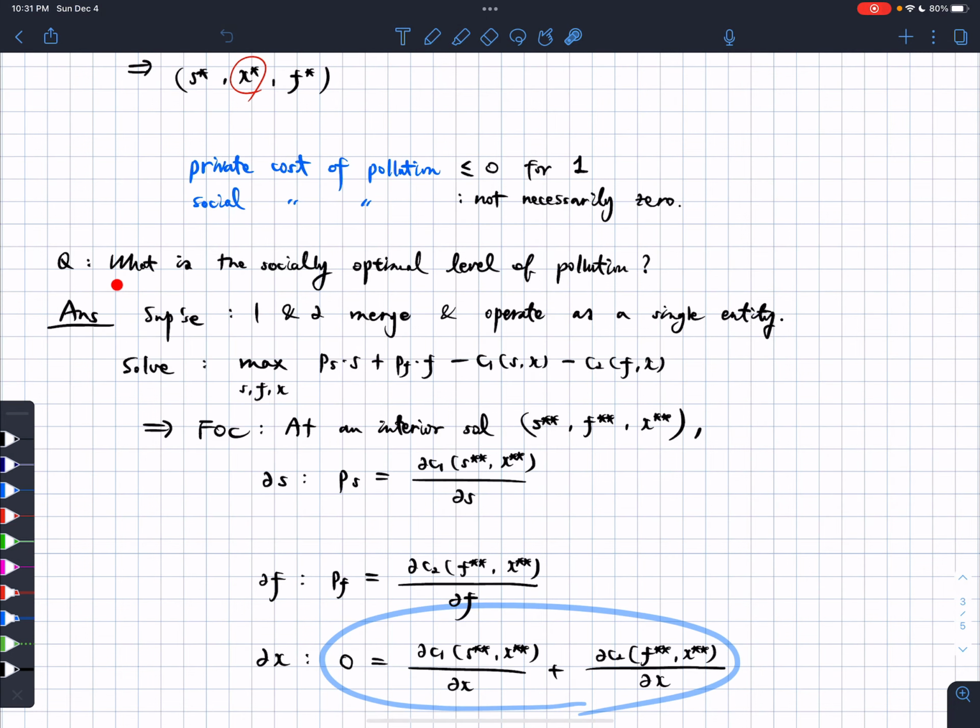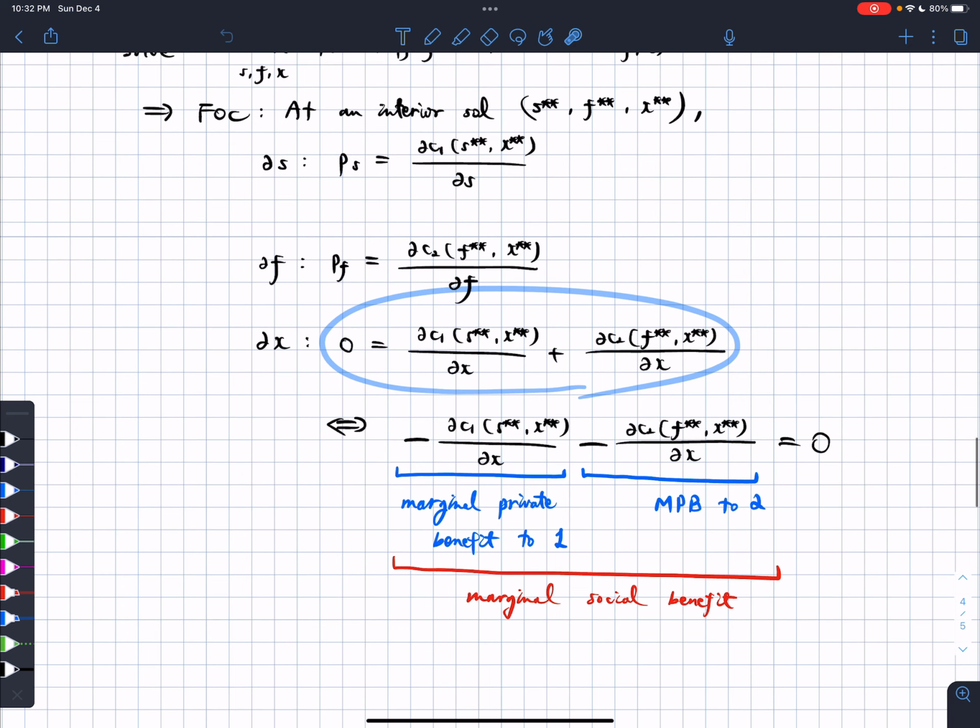Okay, so here we were talking about how to find the socially optimal level of pollution. So we assume that the two firms merge and operate essentially as a single entity, right? And then we wrote down the profit maximization problem for the merged firm, which produces not only steel but also fish, right? So this is revenue from steel and fish and the cost of producing steel and fish. And then we derived this first order condition. So assuming that the solution is in the interior, we had all of these conditions holding with equality, right? So the solutions are indicated by these double stars, right?